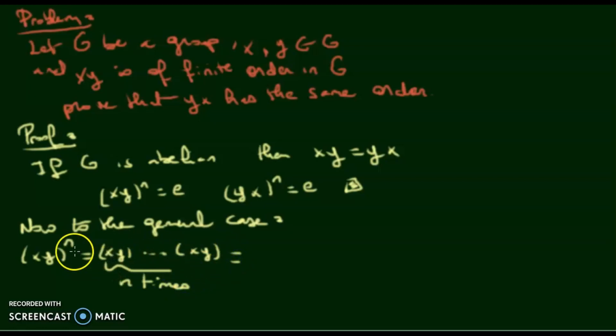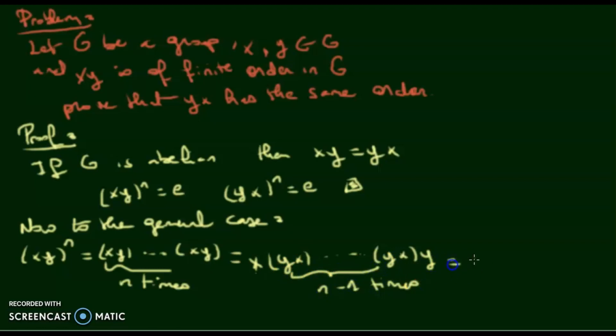But we're going to try to make yx appear here. So if we isolate the x at the front and the y at the end, this is equal to x, then yx, since multiplication is associative, and then y at the end. This is n minus 1 times. So this is equal to x times yx to the power of n minus 1, times y. And using this, we're going to try and prove that yx to the power of n is equal to e.